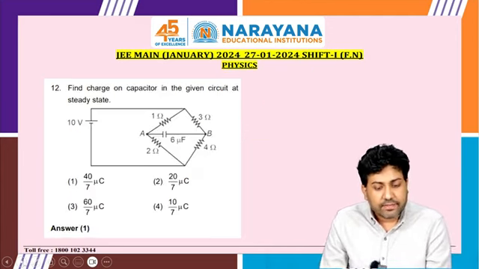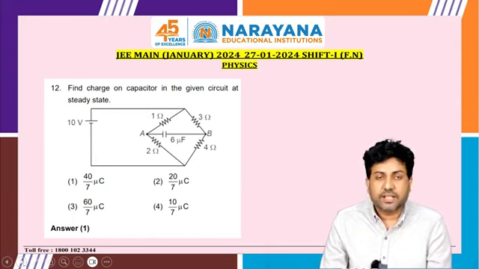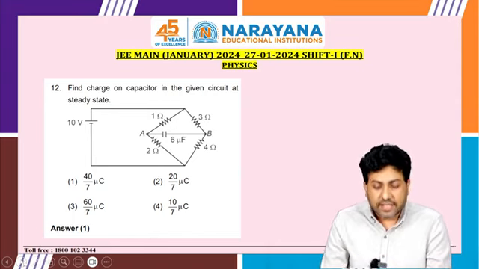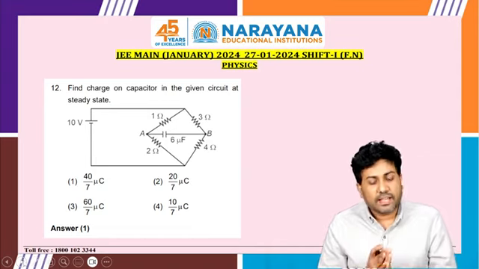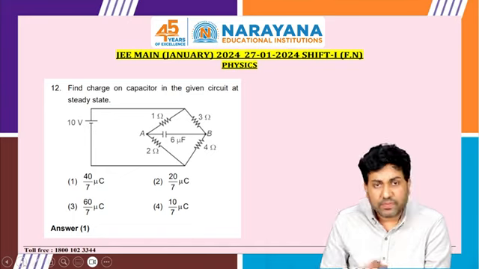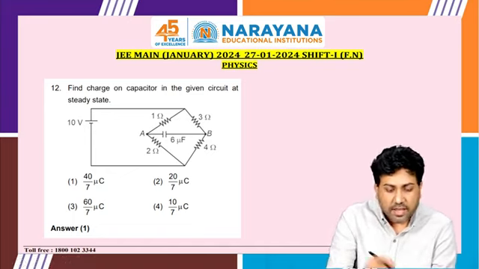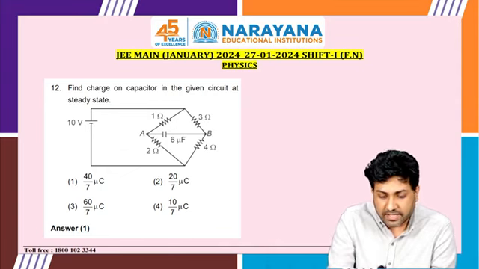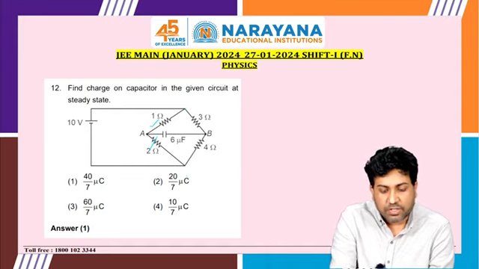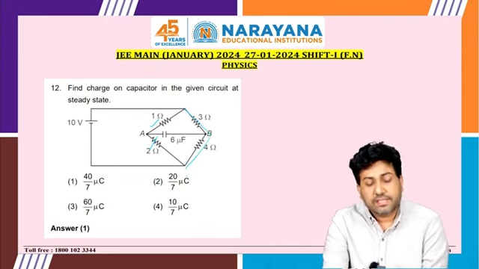Here, find the charge on the capacitor at steady state. At steady state, the capacitor will behave like an open circuit. There will be no charge flowing through the capacitor. So in this question, at steady state, the 1 ohm and 2 ohm will be in series because there is no division of current here, and similarly, these two will be in series.